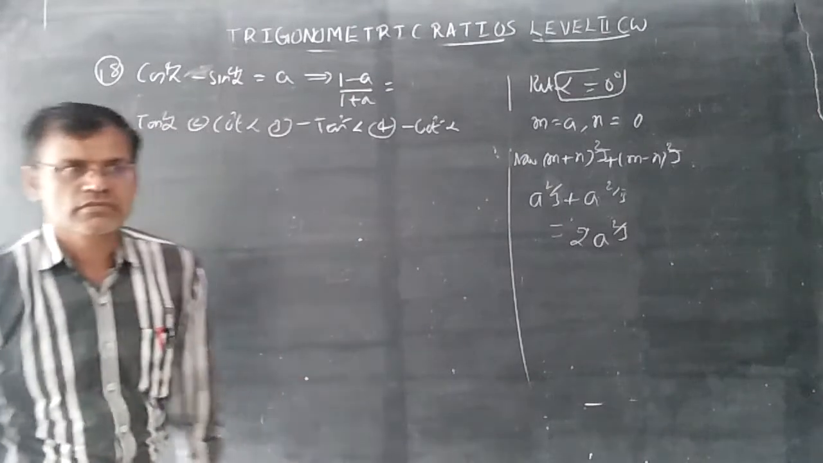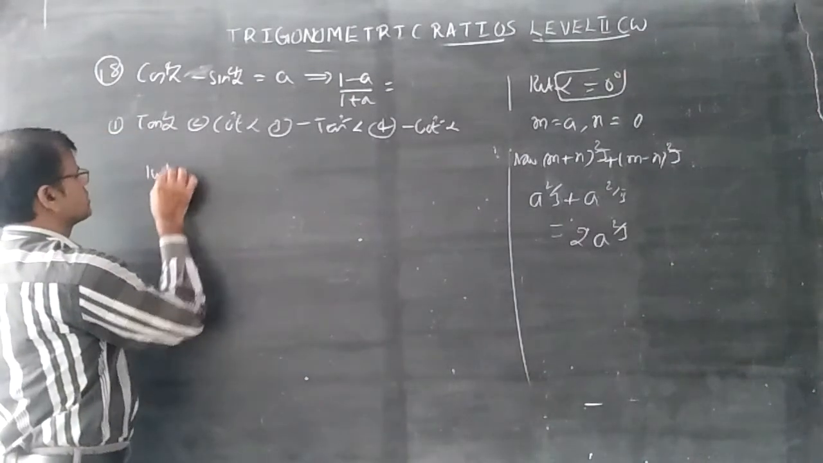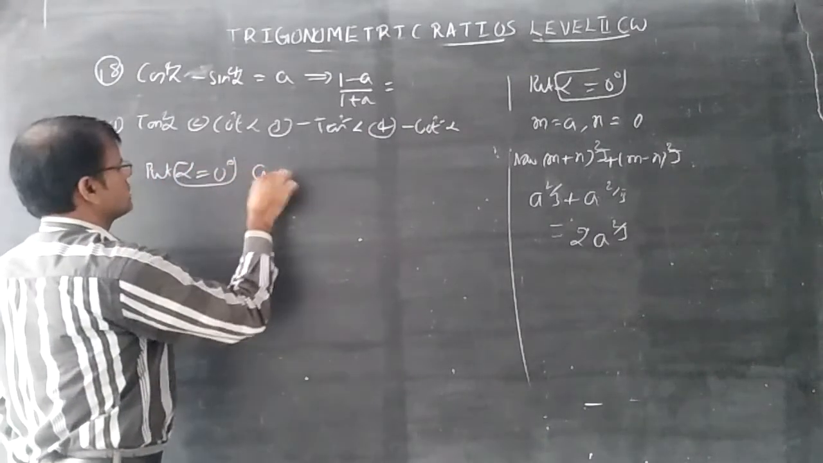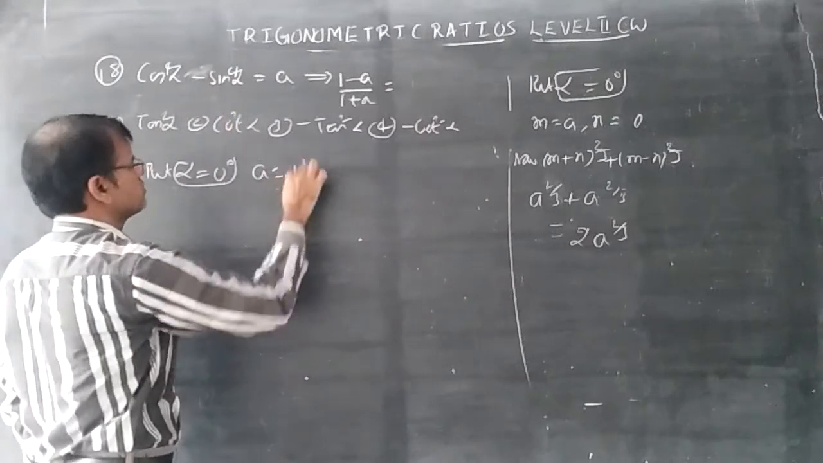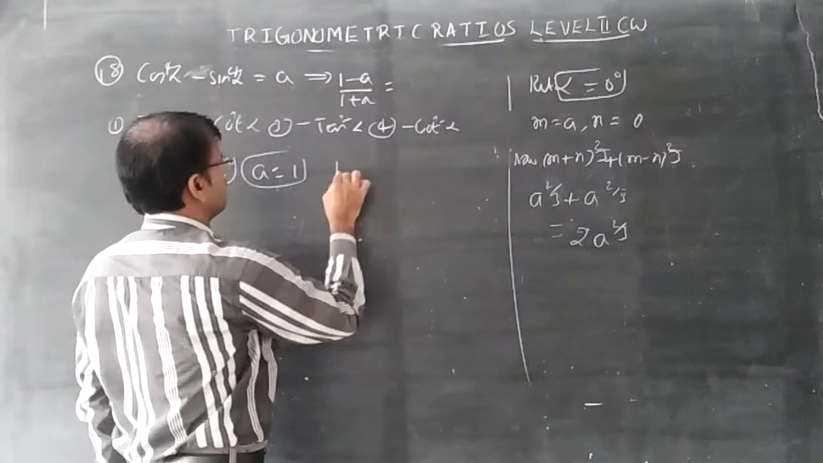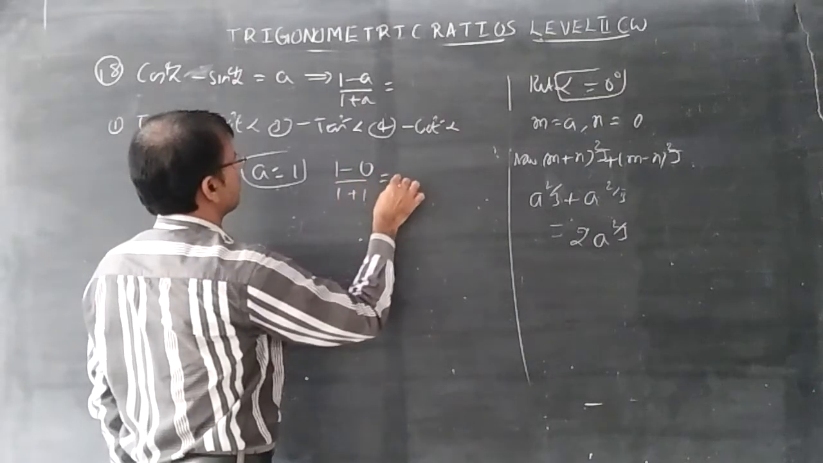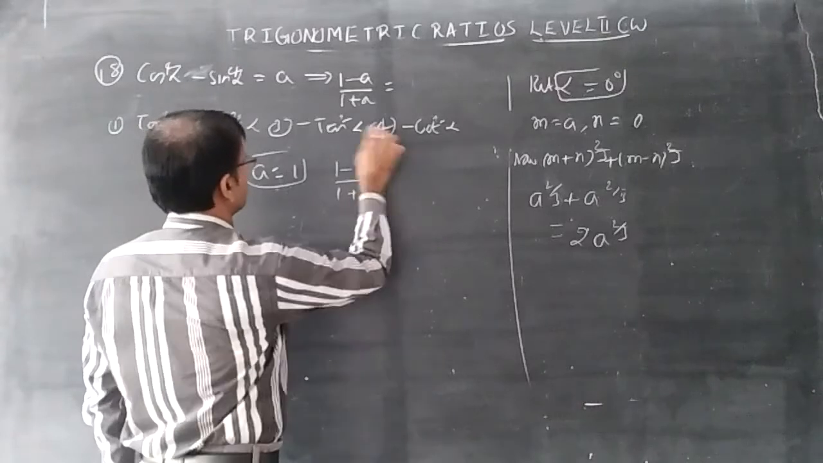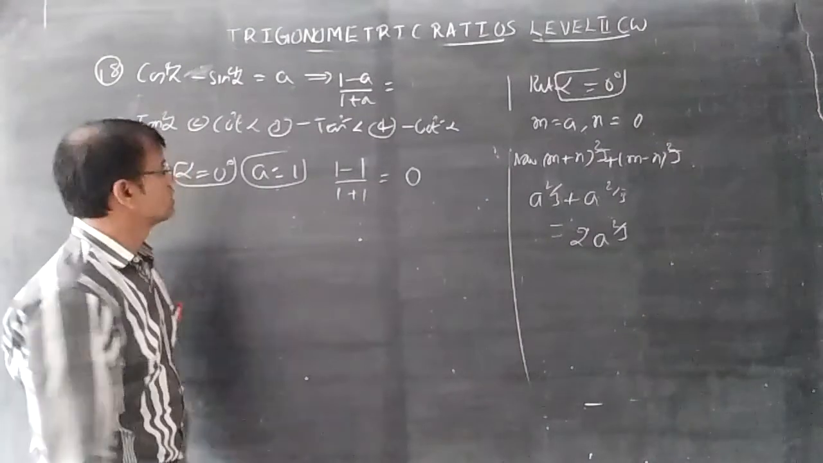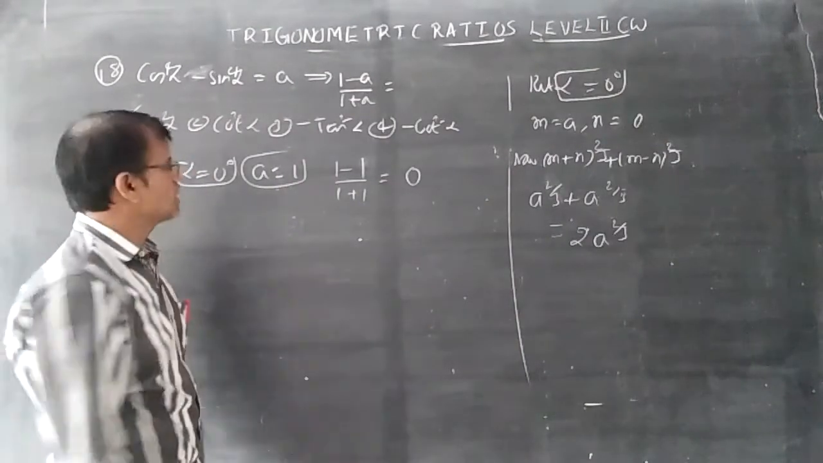Better to put the shortcut. If it is not possible, then use the sum. Sum is also easy. Put alpha is equal to 0. Cos 0 value is 1, sin 0 value is 0, simply a is equal to 1. Substitute. 1 minus a by 1 plus a: 1 minus 1 by 1 plus 1. Value 0. That's all. What is the value of tan 0? 0. That's all. Cot 0 is 0.